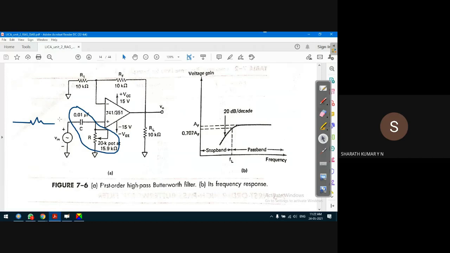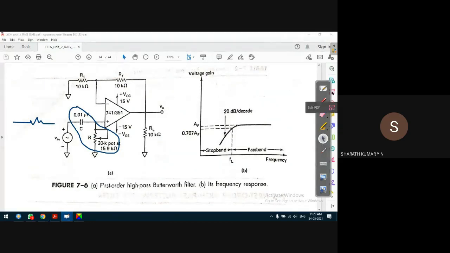Okay, here we go. In the low pass filter, resistor comes first, and then comes the capacitor. It acts as a low pass filter. In high pass filter, capacitor comes first, then comes the resistance. So what is the idea behind this? Why is it so, and how does this circuit act as a high pass filter?